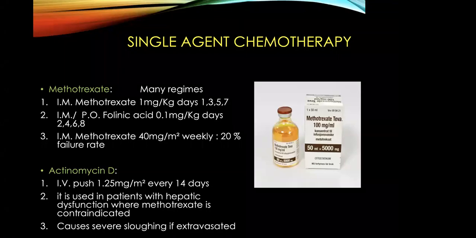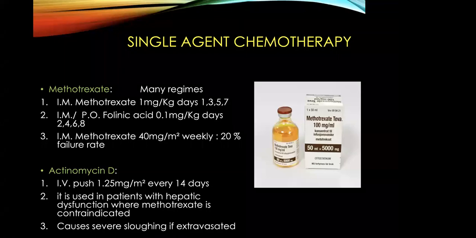You can also add actinomycin, which is another drug, and it has to be given intravenously. It has to be pushed and it has to be given every 14 days. That is 1.25 milligram per meter square. It is used in patients where the metastasis has occurred into the liver. The liver, it is not to be used. It is contraindicated when the patient has got hepatic dysfunction. So mind you, if your bilirubin or the patient's bilirubin is elevated, if the creatinine level is elevated, you do not give methotrexate.